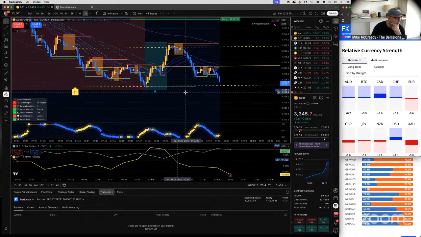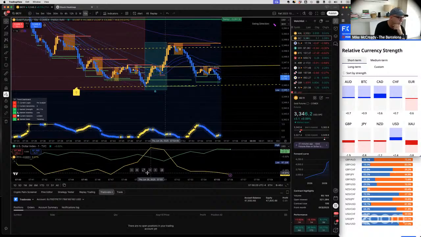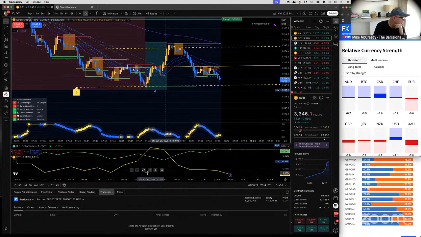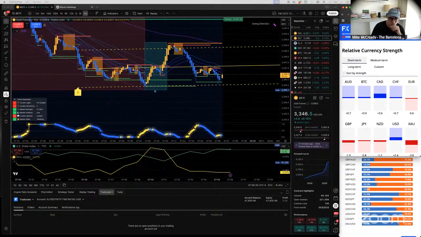Okay, we might see a break below here, but again, if I take a sell here, I'm selling right into some support zones. I don't like the way that looks. It's not as safe of a trade as I would like to take. So, probably not what's going to be happening right now.